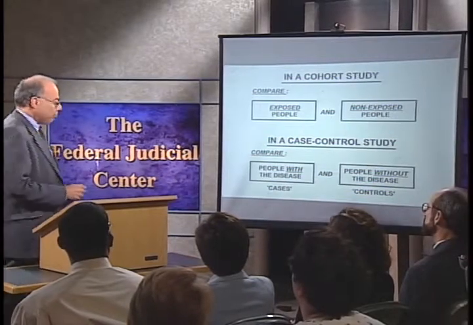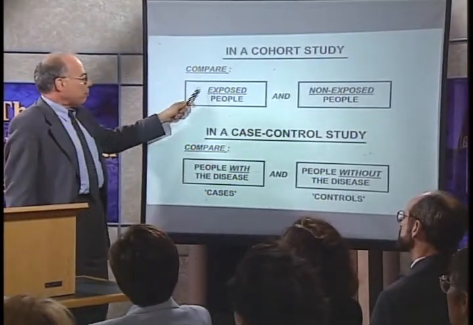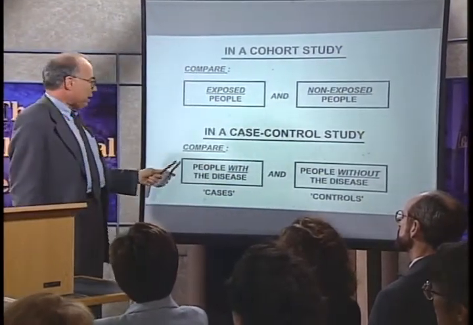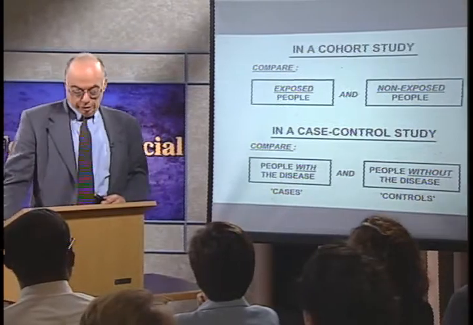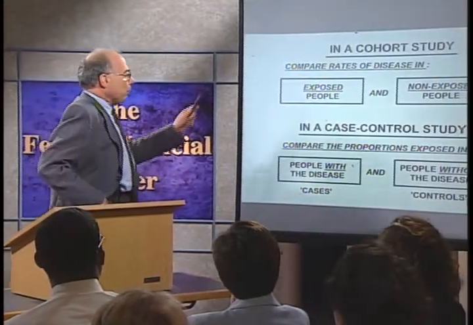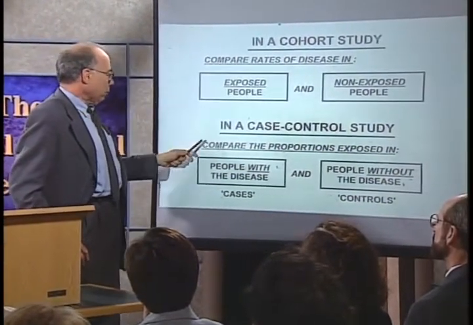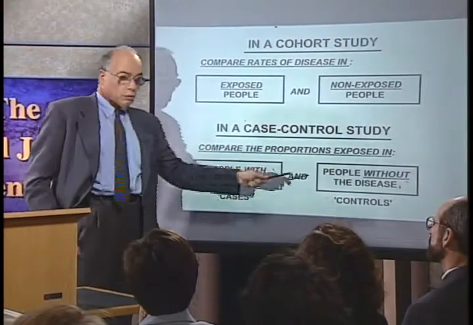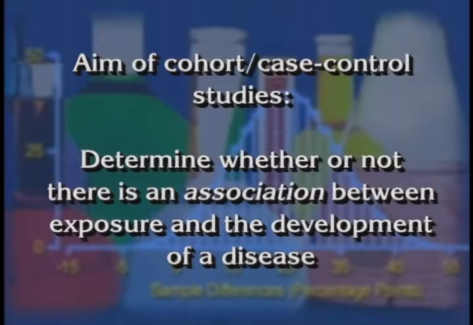And so to recapitulate before turning to how we analyze these data, remember that in a cohort study, we're comparing exposed people to non-exposed. And in a case control study, we're comparing cases, people with the disease, to controls, people without the disease. And we're then looking at the rates of disease in exposed people in a cohort study, and we're looking at the proportion exposed of the cases and the controls in a case control study. Both of these approaches are aimed at demonstrating whether or not there's an association of exposure and the development of disease. Let's go back to our original question.